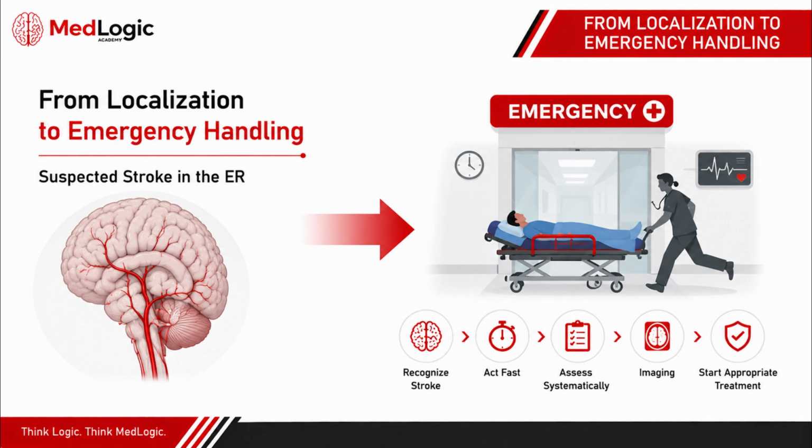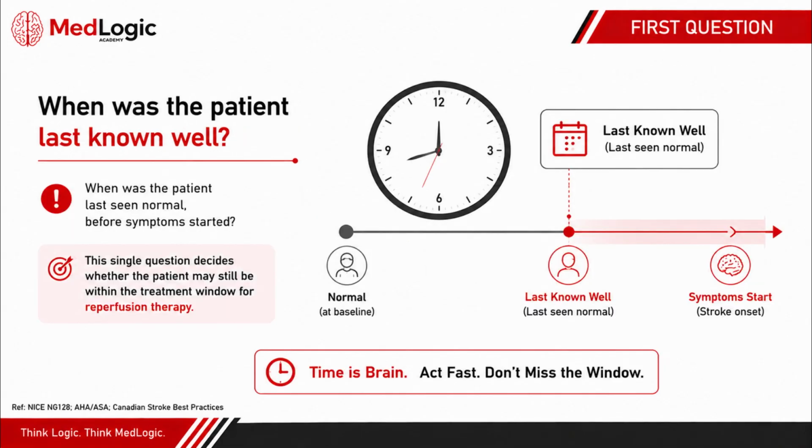But in real life, when a suspected stroke patient reaches the emergency room, we do not stop at localization. We handle it as an emergency. The approach should be fast, focused, and organized. First, recognize that this is a time-sensitive condition. The most important first question is, when was the patient last known well? This means, when was the patient last seen normal, before symptoms started? This single question decides whether the patient may still be within the treatment window for reperfusion therapy.